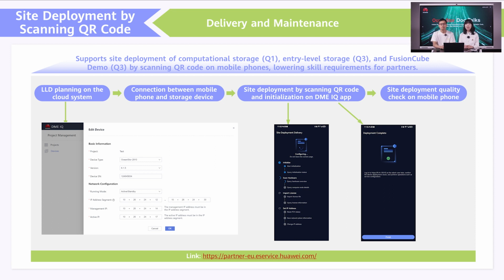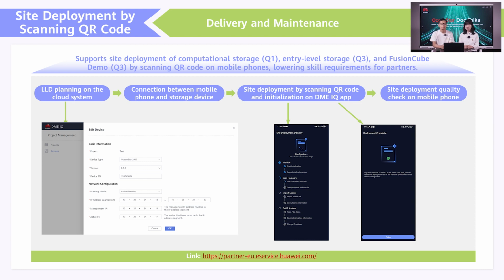Step 1. Remotely complete the LLD planning and design of a storage device on the DME IQ cloud system, including the IP address planning and obtaining the license file. Step 2. Connect the storage device to a mobile phone through a router on site. And Step 3. Use the DME IQ mobile app to scan the QR code on the storage device to identify the device SN, associate the SN with the LLD planning in Step 1, and complete the initialization of the storage device using a wizard. And Step 4, complete site deployment quality check on the DME IQ mobile app.